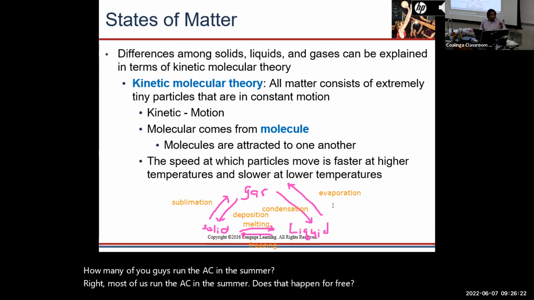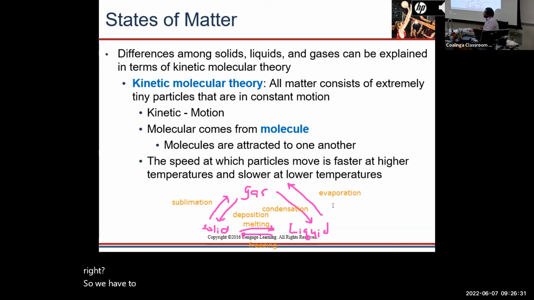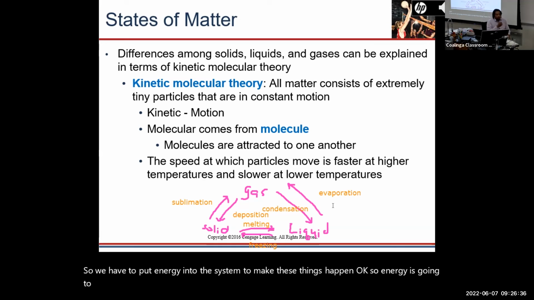Because you guys see that bill, right? That bill. So cooling things down can also take energy, right? So we have to put energy into the system to make these things happen. Okay, so energy is going to be a key component to it. Now, what's happening to that solid?